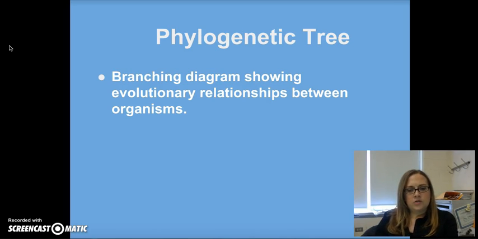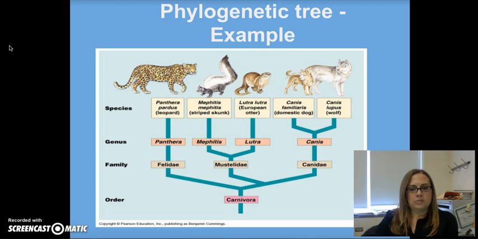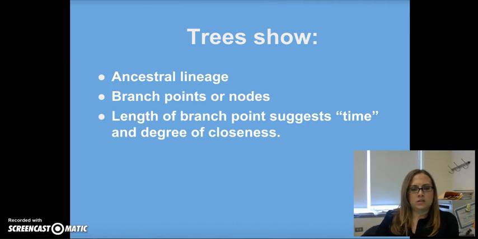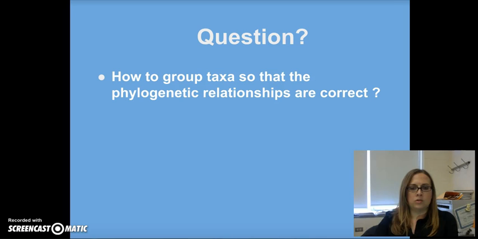So a phylogenetic tree is a branching diagram that shows evolutionary relationships between organisms. Here's an example of a tree, and so here we're looking at carnivores, and so that's the order. You can see we've got four different genera right here, and then we've got our different species. So these trees are going to show ancestral lineage, they will show branch points or nodes, and then they're going to show branches of different length, and the length of branch points is going to suggest the amount of time or the degree of closeness.